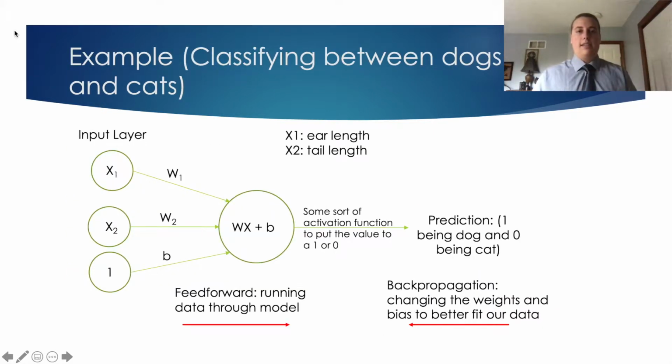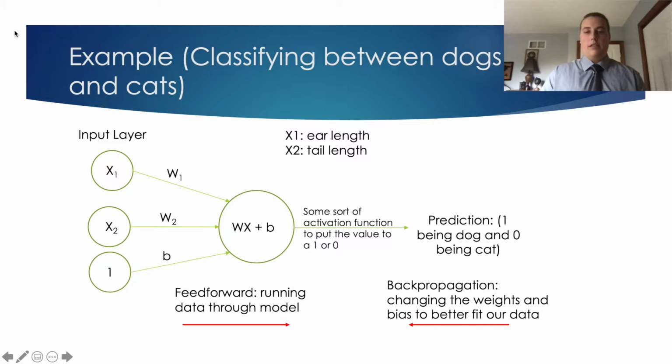So here's an easy example between cats and dogs if you were trying to classify them using, in this case, x1 ear length and x2 tail length. So you have some sort of input layer, and this is going to take the ear length and the tail length and connect it to an output layer, which is going to use some sort of activation function, which normally is a sigmoid function.